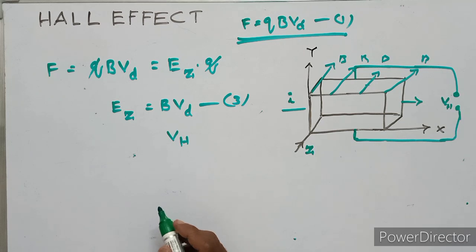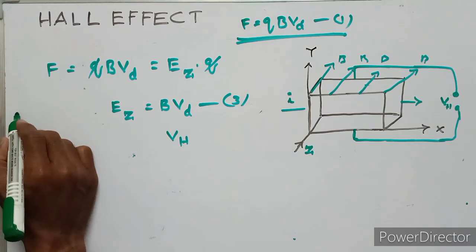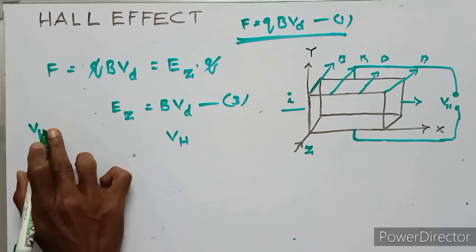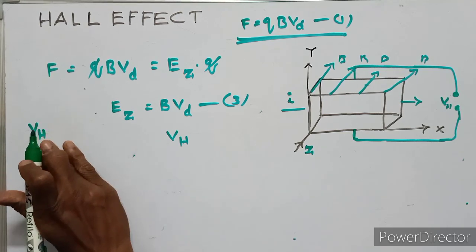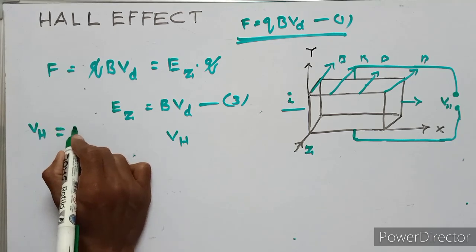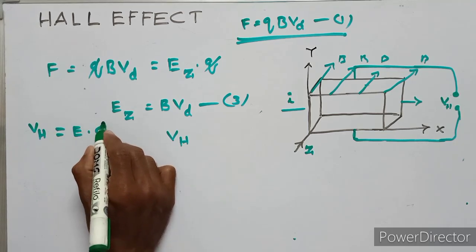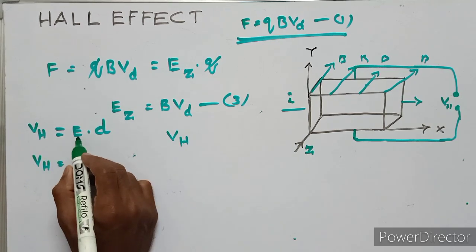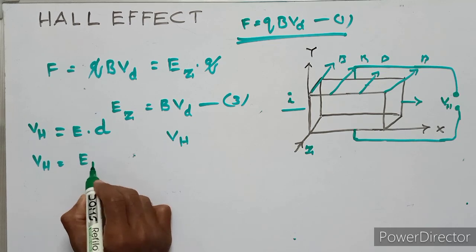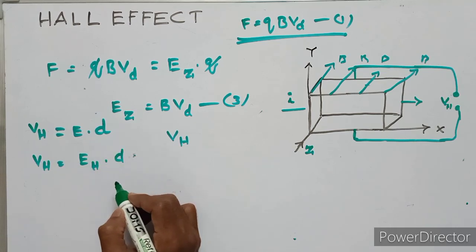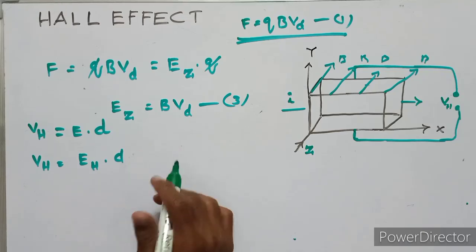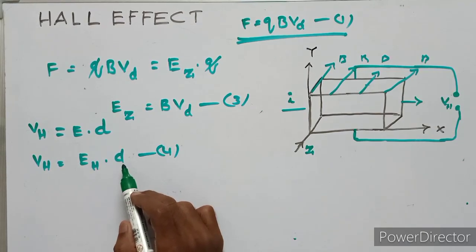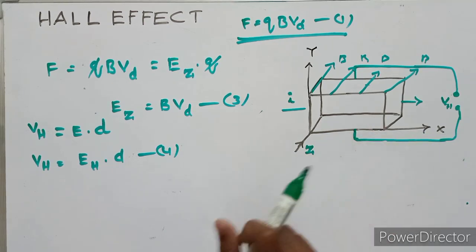So the potential difference VH is equals to, what is the formula of the potential difference? Electric field into distance. VH is equals to, what is the electric field? Hall electric field into D. Okay, this is our fourth equation, where D is the length between two faces.